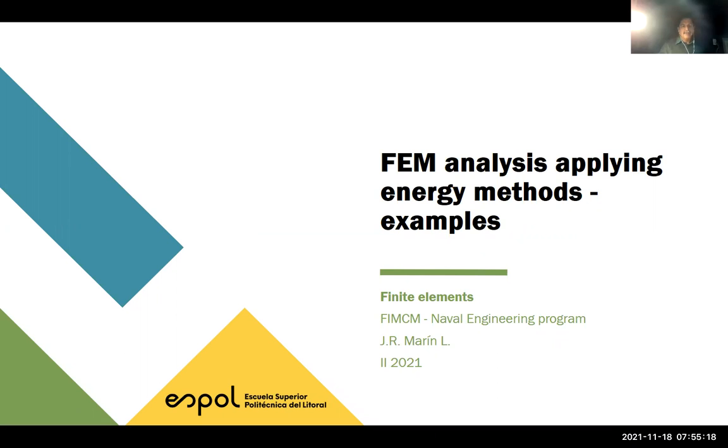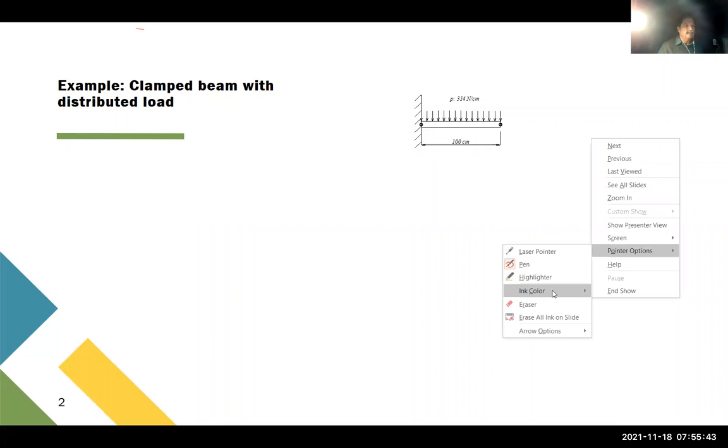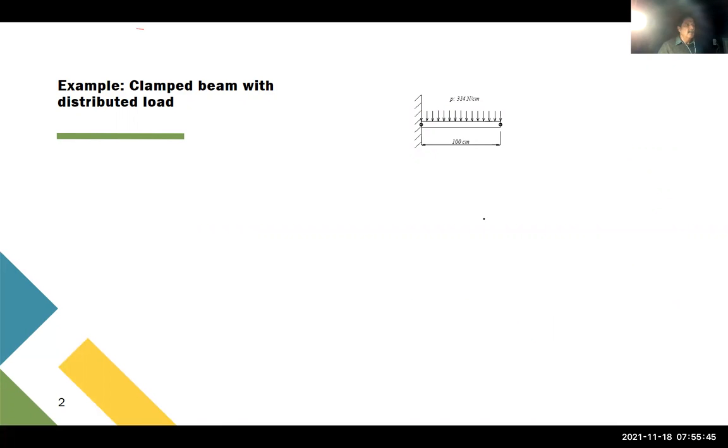This example is a PDF version of this. You have it in the announcement section of the city web. Okay, so let's consider 3 cases of this beam. It's a clamped beam, and it has a uniform load applied on it. So let's see what we can do. We're going to do 3 cases, okay?